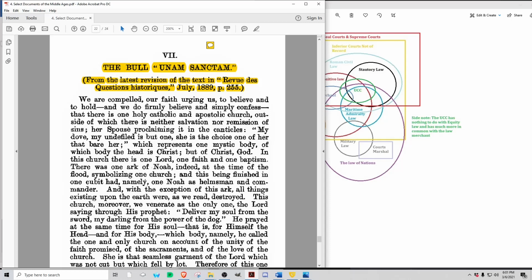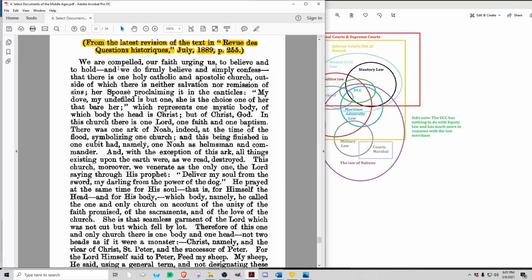Human child skin. We are compelled, our faith urging us to believe and hold, and we do firmly believe and simply confess that there is only one holy, Catholic, and apostolic church, outside of which there is neither salvation nor remission of sins.